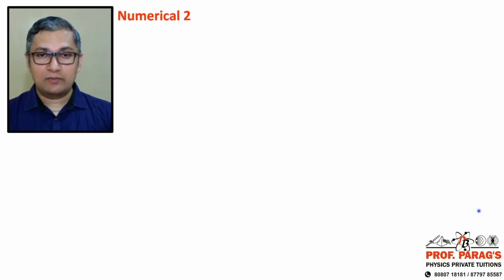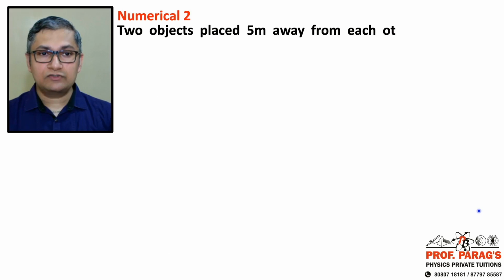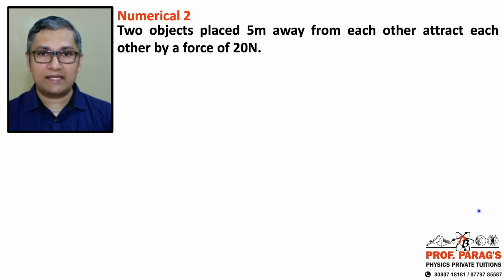Alright, the second numerical for today. There are two objects which are placed 5 meters away from each other. So the distance is known, and they attract each other by a force of 20 newtons. So it's obviously the gravitational force. We will note down R as 5 meters and the force as 20 newtons.